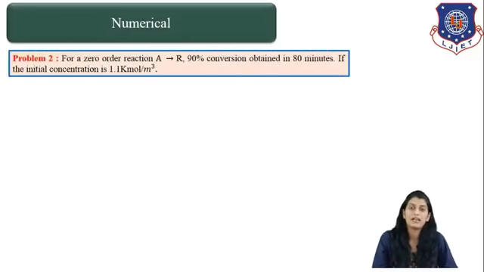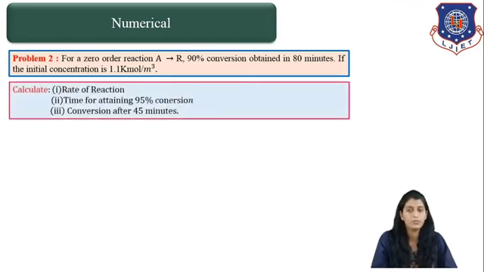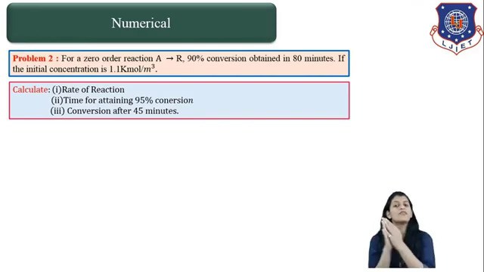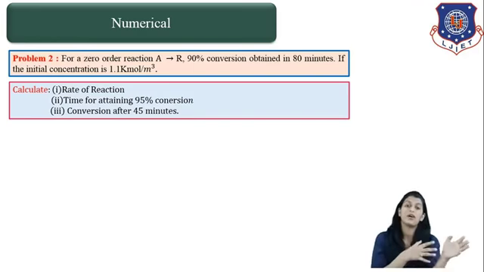So for the second numerical, we are having a problem. For a zero order reaction, A is getting converted into B. 90% conversion of reactant is obtained in 80 minutes. If the initial concentration is 1.1 kilomole per meter cube, calculate rate of reaction, time for attaining 95% conversion, and conversion after 45 minutes.